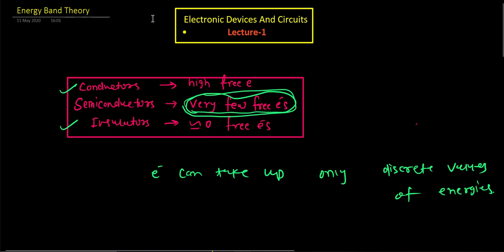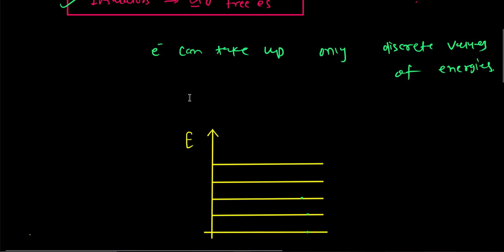Now let's see the diagram. I have drawn the different energy levels here. This axis is energy, and let's say this is our ground level of energy, okay? This is the first level of energy which the electron can take up. Similarly, this is the second level, and let's say this is the third, this is the fourth, and this is the fifth energy level. Now in between these levels there cannot be any electron, okay? So there is no position of an electron in between these levels. So electrons can take up only these energy values.